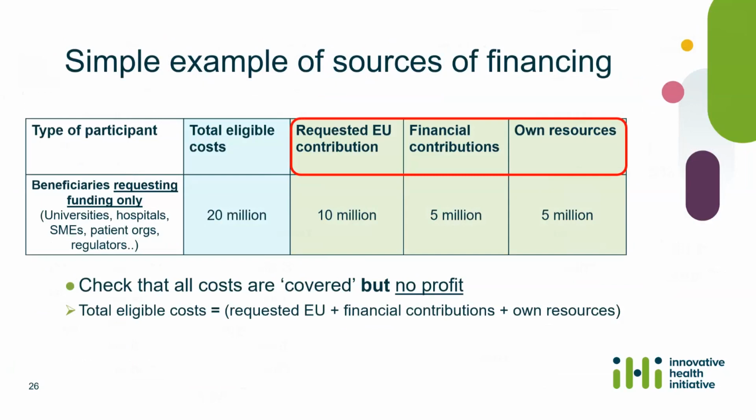So what is important here with this table is to show you that you need to make sure that all your costs, in blue here, are covered in a way by the columns in green. All costs need to be covered, but you also need to make sure that there is no profit, so that you don't receive more contribution than your actual cost. That's why you need to make sure that your total eligible cost is equal to the sum of the different sources of financing.